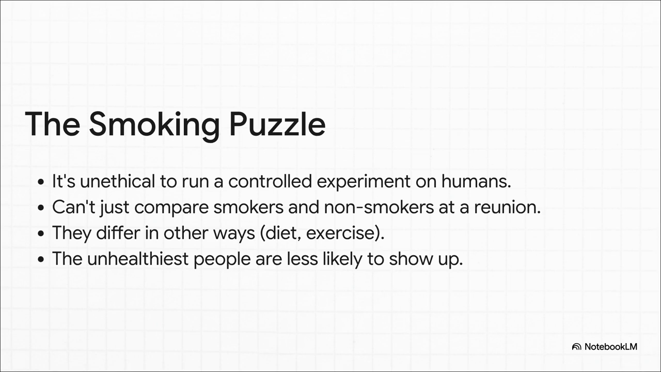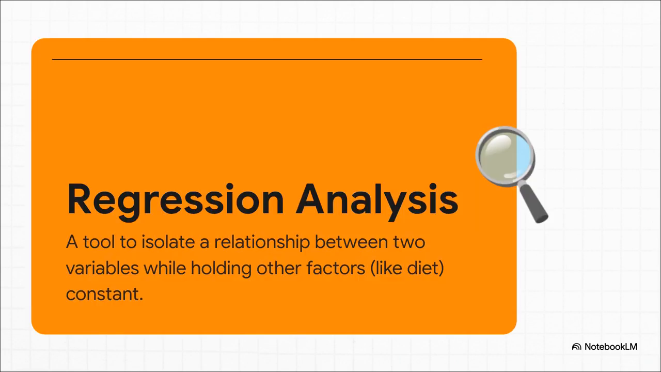You can't ethically force one group of people to smoke and another not to. And you can't just compare smokers and non-smokers at a high school reunion. Why not? Well, because those two groups probably differ in a lot of other ways, like diet or how much they exercise. And there's another huge problem, selection bias. The unhealthiest people in the class, including those who have already passed away, are the least likely to even be there. So how do we solve a puzzle like this?